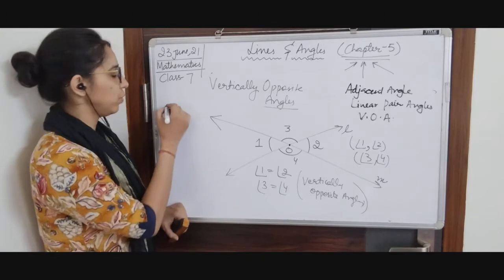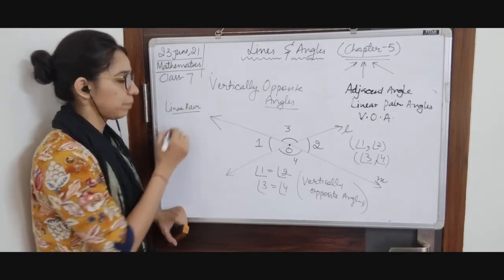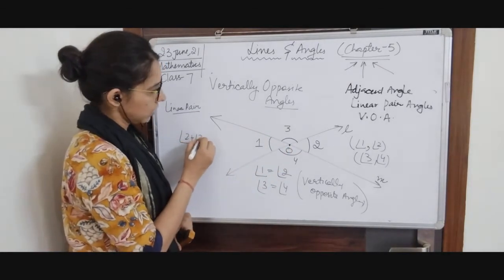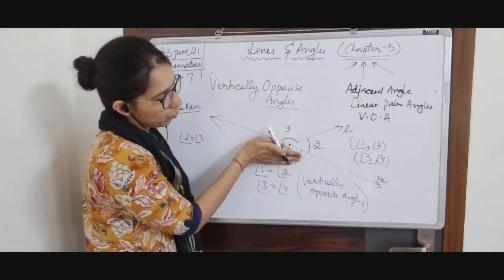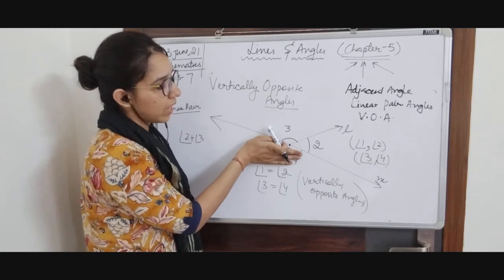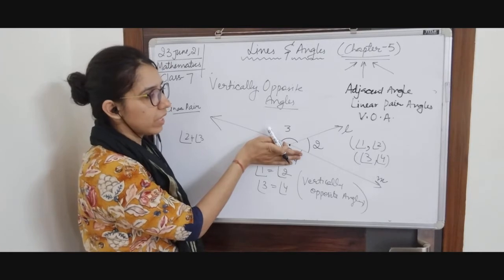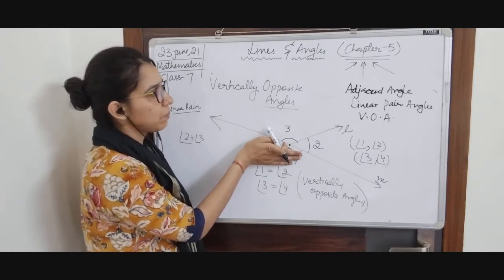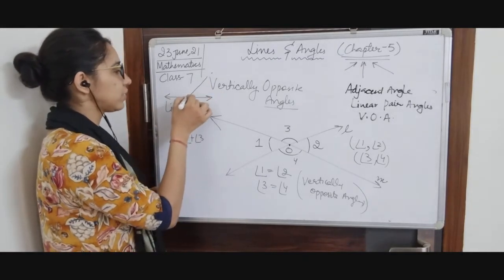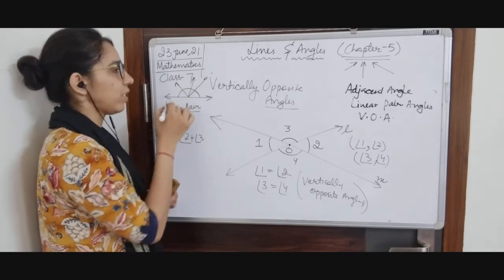So here we will be using the concept of linear pair. Angle 2 plus 3. If you ignore this part, 2 plus 3, they are going to be 180 because they are lying on a line. Why are they 180? Because they are forming a linear pair. If you are drawing a line, however many angles you draw, the sum of these angles is equal to 180.